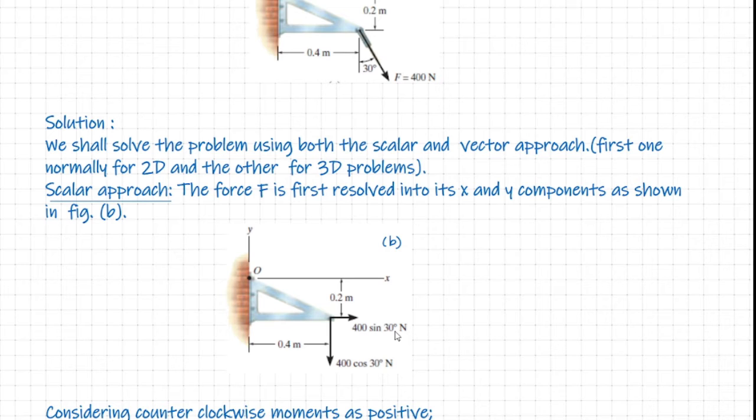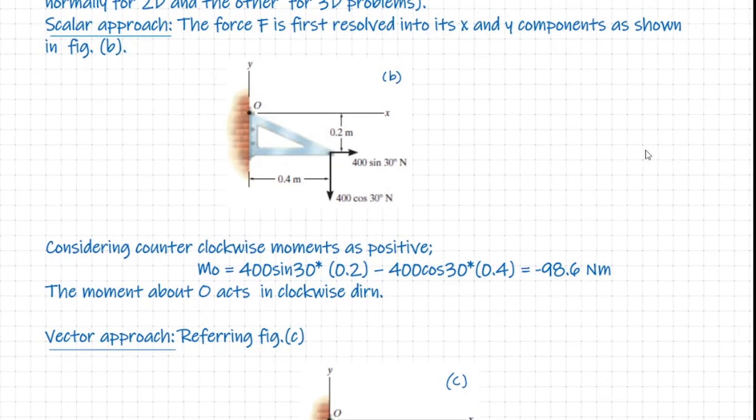Now you will find that the computation of the moment arm is very simple because we have replaced this inclined force by a horizontal and a vertical component. So as seen from this sketch, the moment calculations are carried out as follows. Before that, we consider all the counterclockwise moments as positive. Now let us go for the calculation of the moment about the point O.